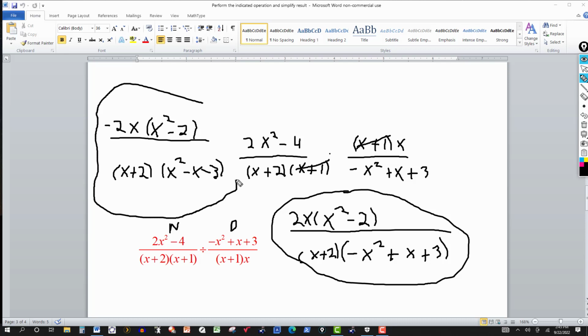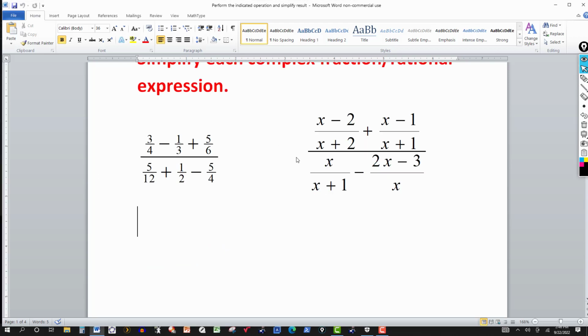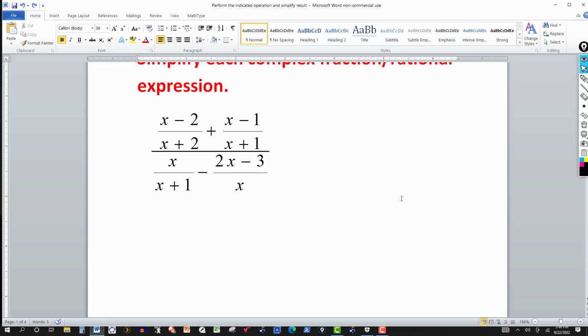So for me, I'd accept this answer here. I'd also accept this answer here. They're both in simplified form. But I've seen some that want the coefficient of the square term to have a positive coefficient. Either way. And then for this one, I'm just going to set this up for you, and you can complete this.